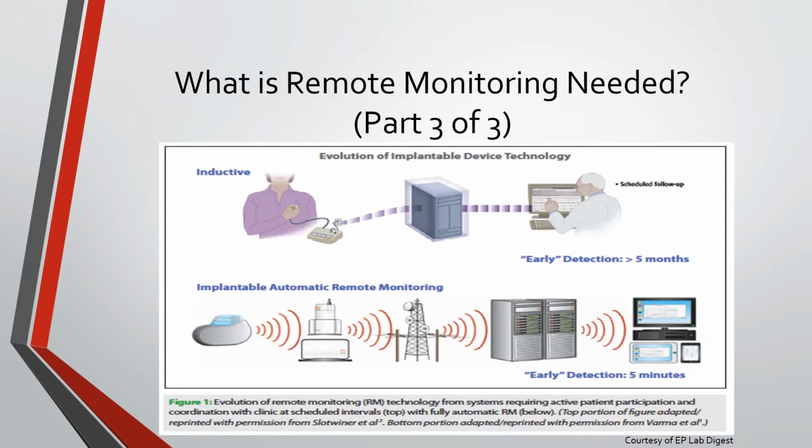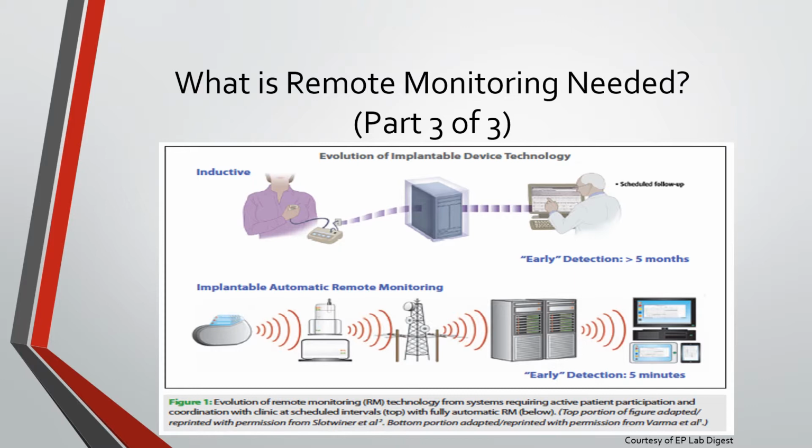The image shown, courtesy of EP Lab Digest, shows the evolution of how remote monitoring has changed the way ICDs transmit information and lower time for early detection. The top part of the image shows how the old process of ICDs used to require the patient every few months to place a device over their ICD, and then a transmitter sent the information to a server where the physician would view the information at a follow-up visit. Early detection was about 5 months worth of time with this method.